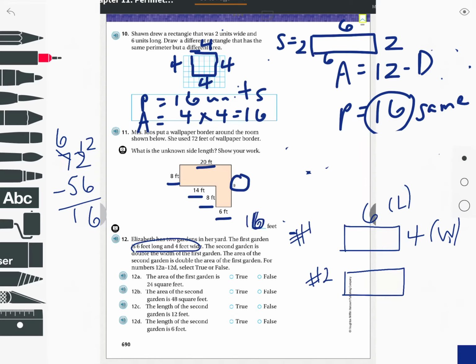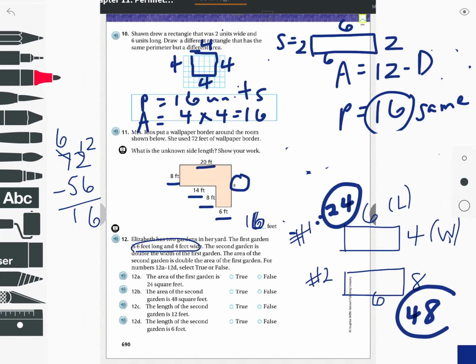My second garden is double the width. Well, double of 4 is 8. And the area of the second garden is double the area of the first garden. So that means that my length has to be 6. Okay? So now I know my area of the first garden is going to be 24 because 6 times 4 is 24. So the area of my first garden equals 24 square feet. The second garden is 6 times 8, length times width, which is 48 square units. So I can see that the double of 24 is 48 because 24 plus 24 equals 48.